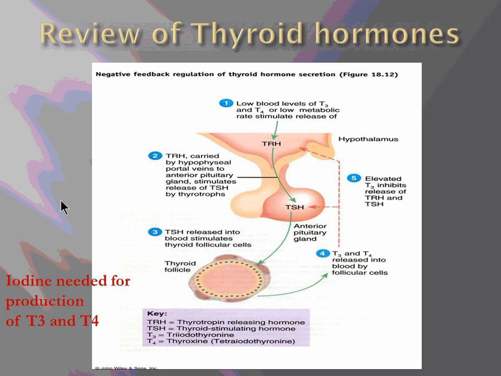So here is a review of the thyroid hormone. Again, you can see this whole cycle. Low blood levels of T3 or T4, so obviously you want them to be secreted. TRH secretion is stimulated, which acts on the pituitary and causes secretion of TSH, which acts on the follicular cells and causes T3 and T4 to be liberated. When the levels rise, they have that negative feedback action. And obviously you need iodine to produce T3 and T4.